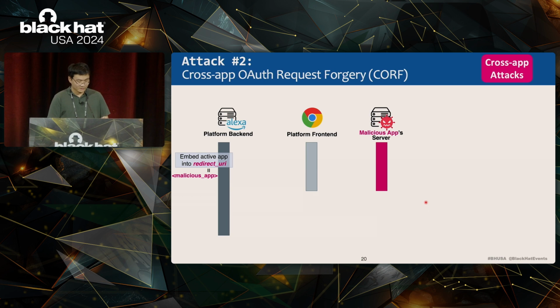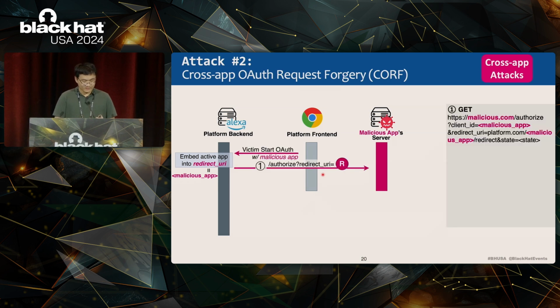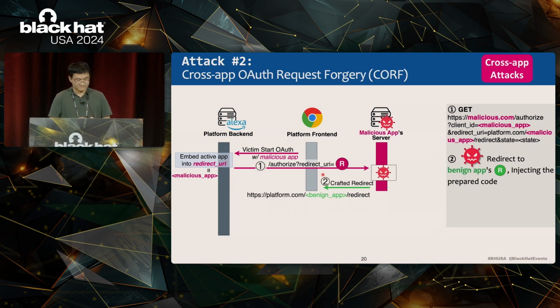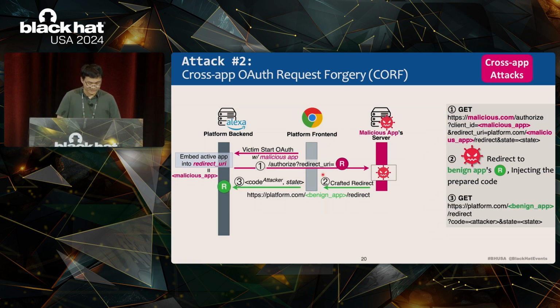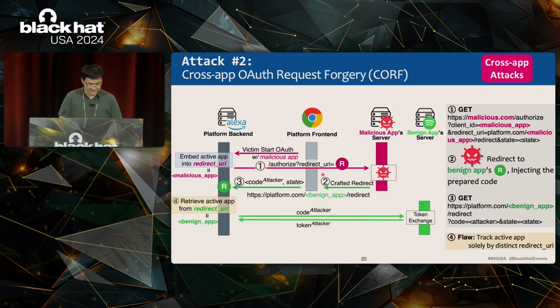The attack would also begin with the victim starting account linking with a malicious app, but because the redirect URI lacks integrity protection, the attacker could change the active app from malicious app to benign app like this. So what's the purpose? It would make the platform later contact back to the benign app for token exchange, like this.